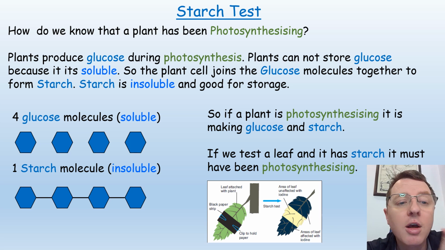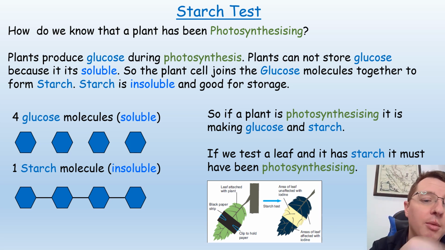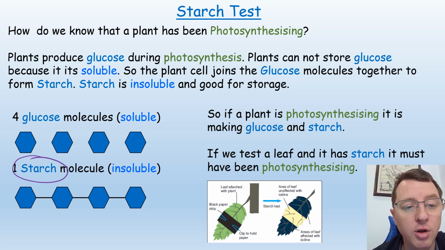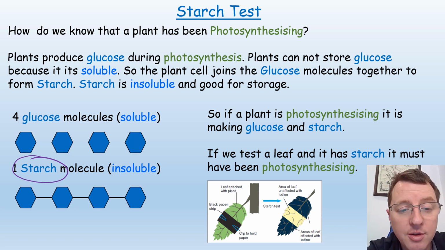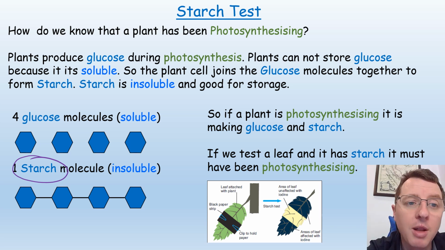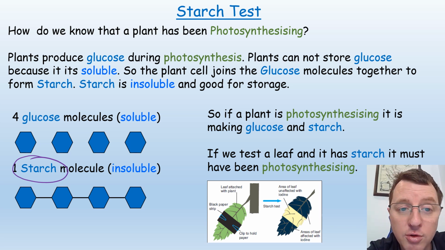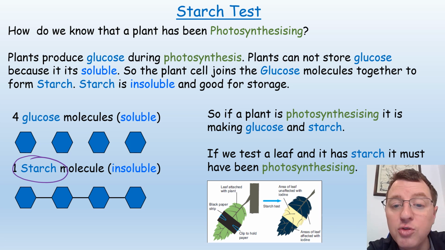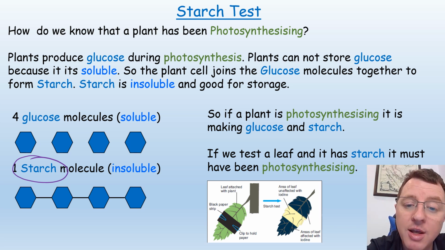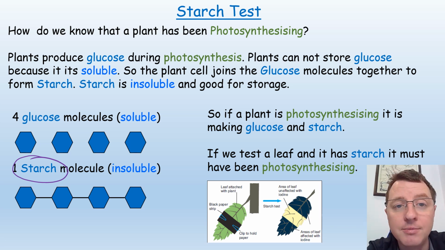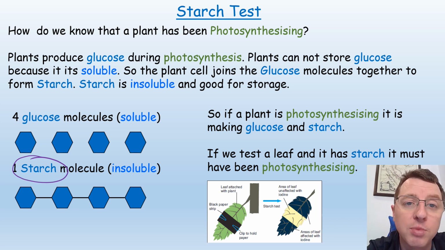So remember, glucose can be joined together to form the insoluble molecule starch, which is a fantastic molecule for storage, and we can use that fact to test whether or not a plant has been photosynthesizing. Plants that have been photosynthesizing will produce glucose and therefore the insoluble starch. So if a plant's been photosynthesizing, we can carry out the starch test on it and find out whether or not the iodine at the end of that test turns blue-black. If it does, the plant has been photosynthesizing.